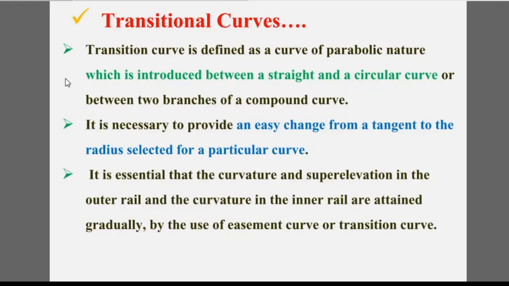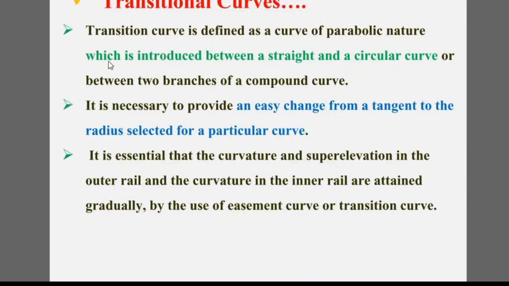Means what? If there is a straight line, this is a straight line and this is a curve. So the transition curve is a curve which is introduced in between a straight and a circular curve. So if we introduce a curve here, this curve will be called as transition curve.